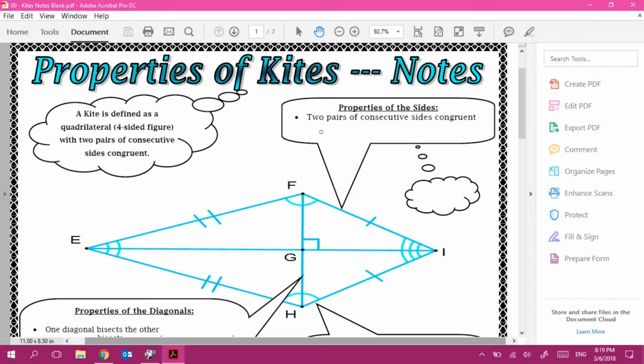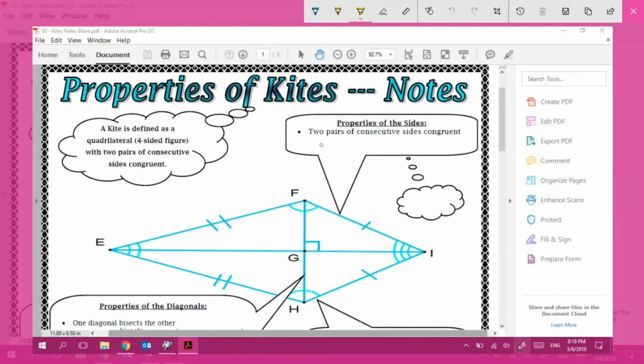So let's read together what is a kite in geometrical terms. A kite is defined as a quadrilateral, that's a four-sided figure, with two pairs of consecutive sides that are congruent. That means you've got two sides in a row. Here's one side, and then the side right after it. These are congruent, that's one pair. Then the next side right here, and the side right after it. Those two sides are also congruent. So we've got two pairs of congruent consecutive sides.